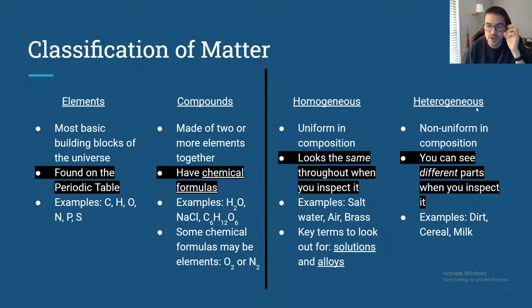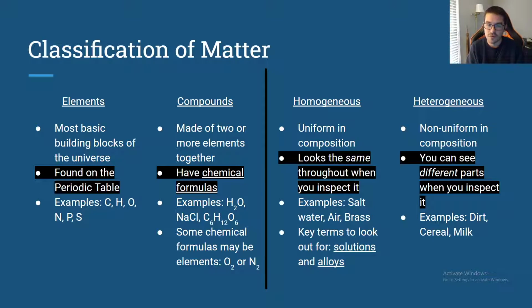A heterogeneous mixture is different. You can see the different parts in it when you inspect it, when you look at it. So for example, dirt. If you take a fistful of dirt out of your front yard, you're going to see probably some pieces of grass, some actual earth, maybe a rock, maybe a worm.